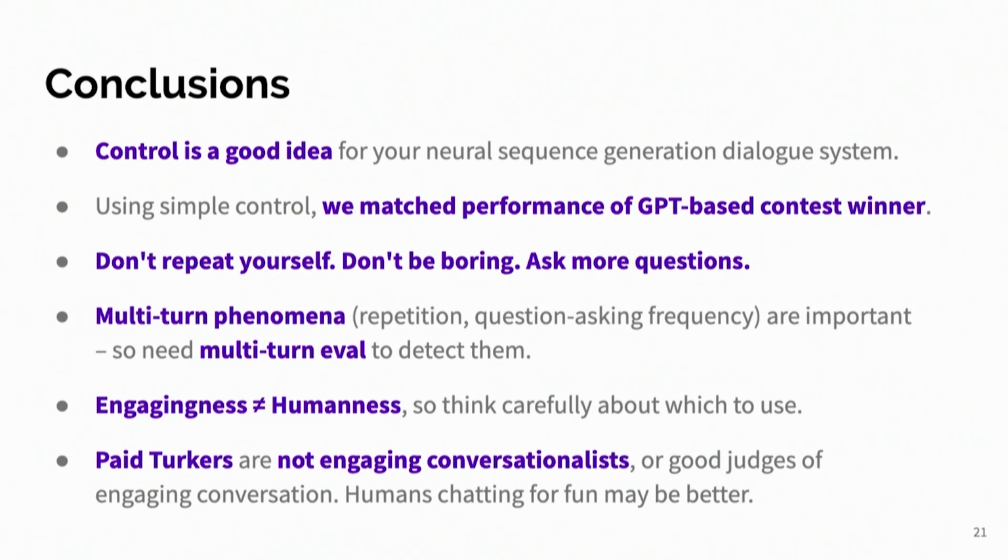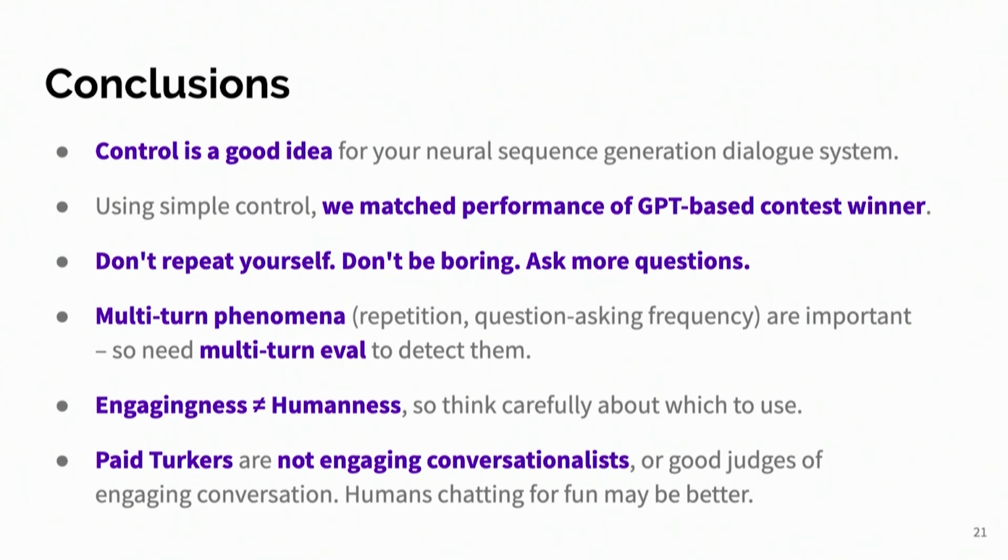Firstly, we found that control seems to be a good idea if you're building a neural sequence generation dialogue system. I'd recommend that controlling for these different attributes and maybe some others could be a pretty sensible and somewhat reliable way to get better results. Secondly, we found that using some fairly simple control methods and controlling a few fairly simple attributes, we got some human evaluation metrics that were pretty similar to a model that was trained on a lot more data. Thirdly, this might be obvious, but don't repeat yourself, don't be boring, ask more questions. These seem to be fairly good rules of thumb for having better conversations, whether you're human or a bot.